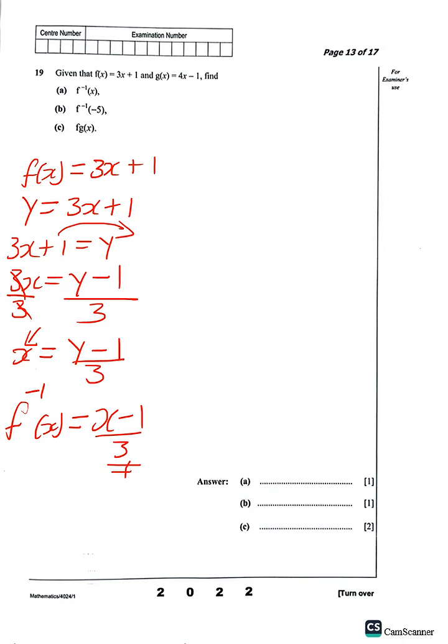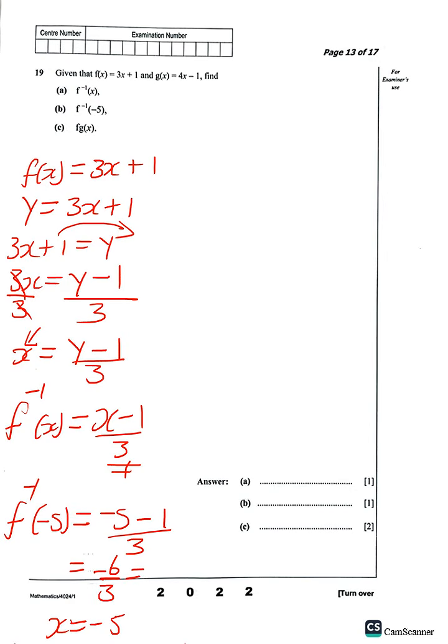Okay, so now let's move on to question B, f inverse of negative 5. So this simply means x is equal to negative 5. So where there is x, we put negative 5, even here by negative 5 minus 1 over 3. So negative 5 minus 1 is negative 6 over 3. 3 into negative 6 is negative 2.